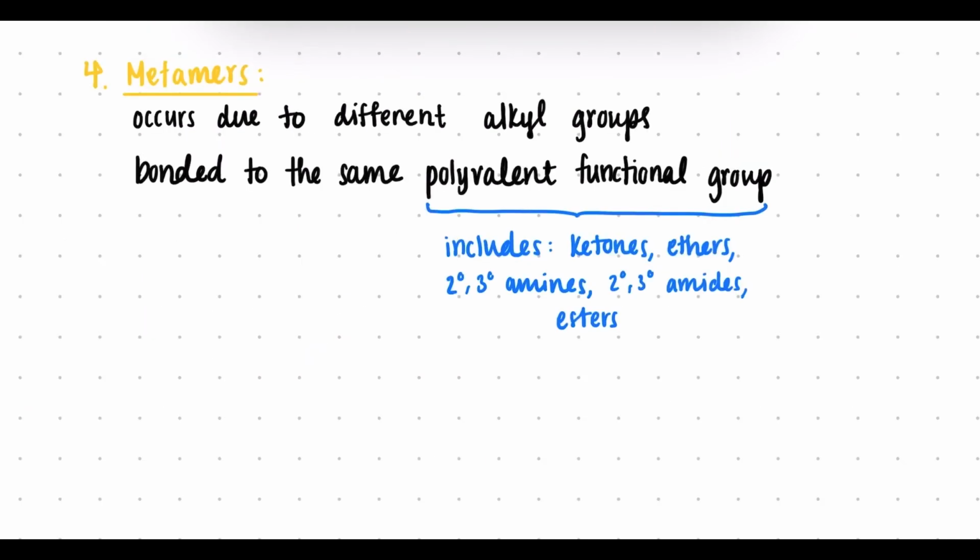So the last type of structural isomers is called metamers. And metamers arise due to different alkyl groups bonded to the same polyvalent functional group. And these polyvalent functional groups include ketones, ethers, secondary or tertiary amines, or secondary and tertiary amides, or esters. So all of these are included as polyvalent functional groups. So now let's check them out. Let's look at some examples.